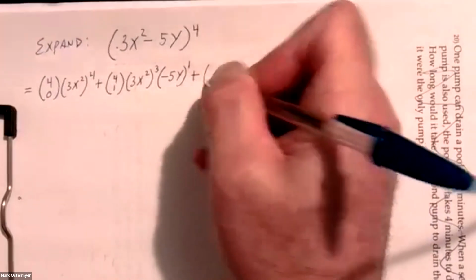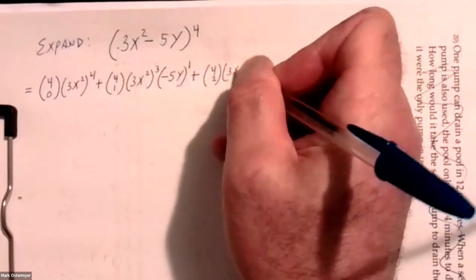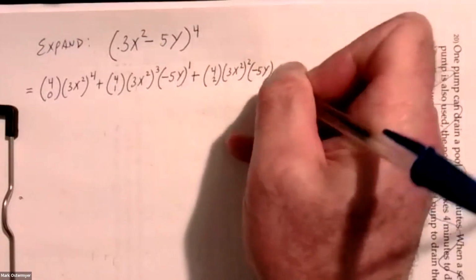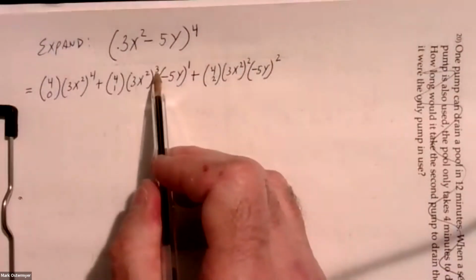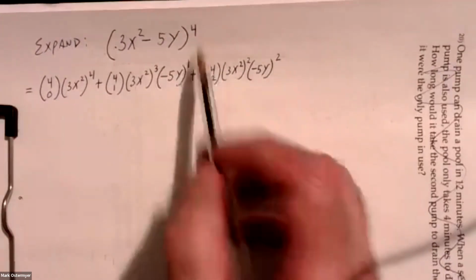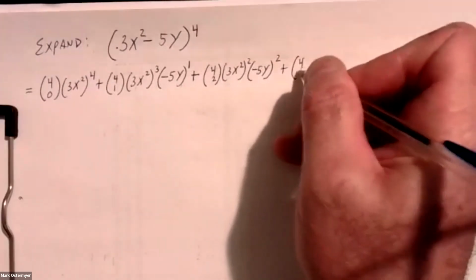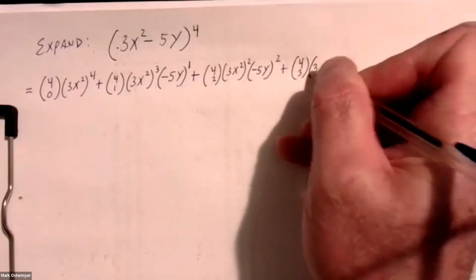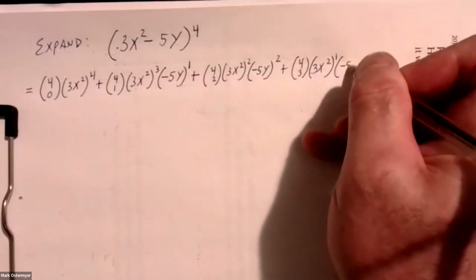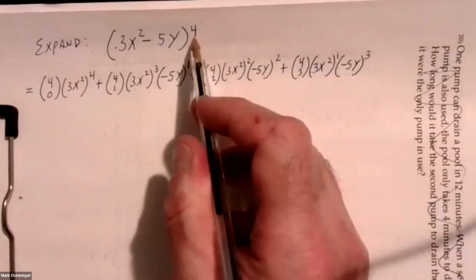Plus, then our next coefficient is 4 in combination with 2 times 3x squared to the 2nd power. The second term is negative 5y to the 2nd power. Just remember, the sum of these exponents has to add up to the power of the binomial. Then we have 4 in combination with 3, 3x squared to the 1st power, negative 5y to the 3rd power. 1 plus 3 gives us the power of the binomial.